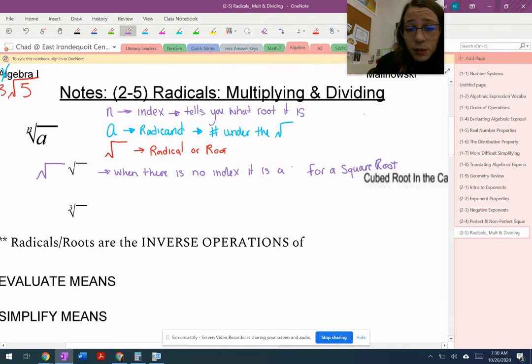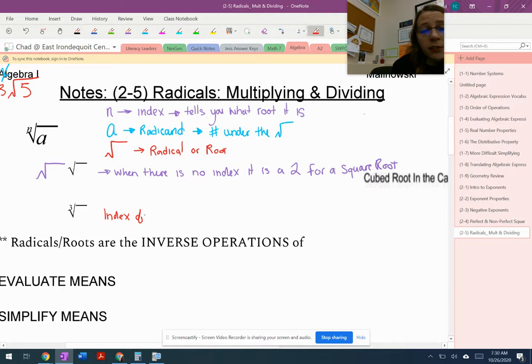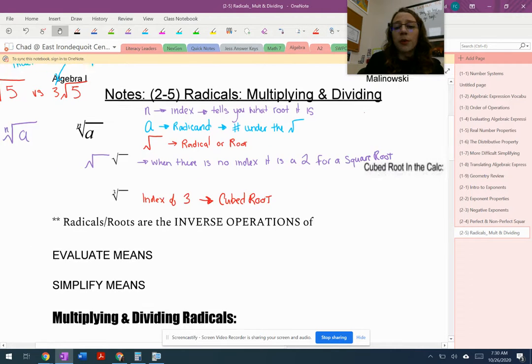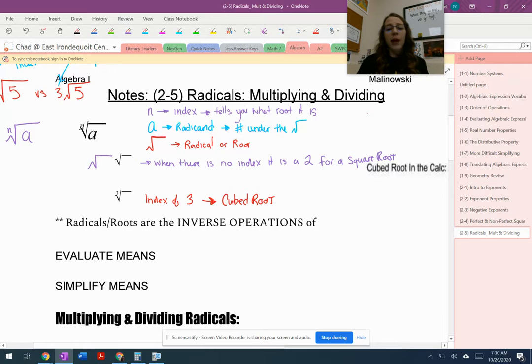The next thing, I'm just going to turn that into a real 2. So for example here, I've got a little index of 3. So let's make a note of this. This has an index of 3, which makes it a cubed root. Just like the index of 2 makes that a square root. An index of 4 would make it a fourth root. An index of 5 would make it a fifth root, and so on and so forth. We aren't going to look into anything over a third root, possibly. We're going to focus mostly on square roots this year.